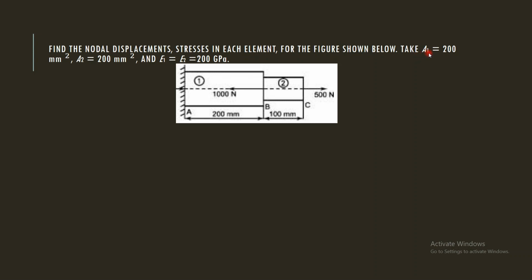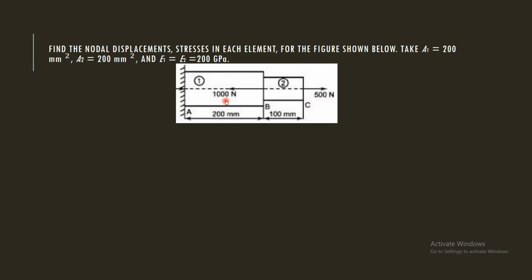Take area of cross section A1 is equal to 200 mm square, area of cross section A2 is equal to 200 mm square, and Young's modulus of both the materials will be 200 gigapascal. Let us look into the actual component where the first bar is of length 200 mm, and the second one is of 100 mm, where one end is fixed, that is the element 1 left end portion is fixed, and on the right end we are having one load.